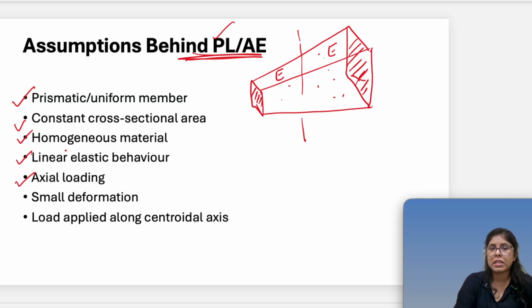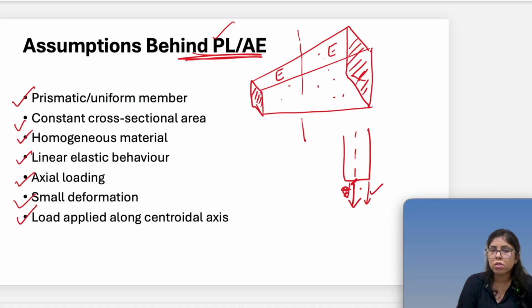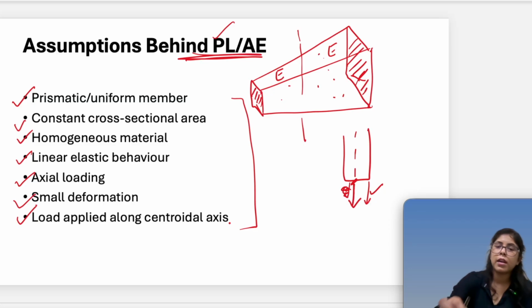And then the load should be axial, deformation should be small, and the load is applied along the centroidal axis only. So first of all, this is the axis. So the load is applied axially, and it is in the axial direction. We can't apply the load somewhere like here or here, right? So these loads are in the direction of the axis, and at the centroid of the axis. So this also we should take care of. So these are the assumptions behind PL upon AE, right?